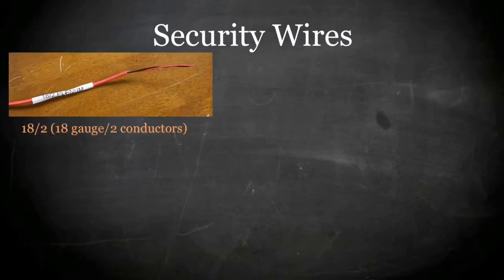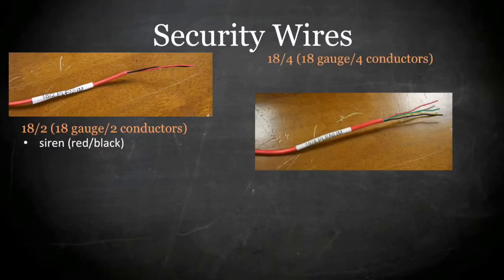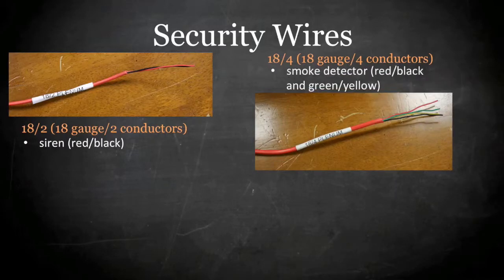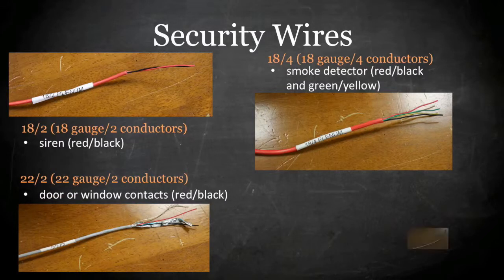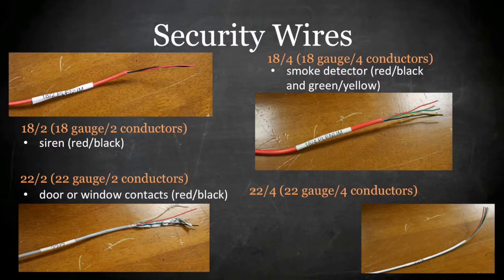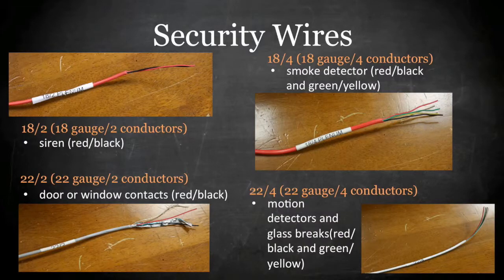The 18-2 wire is most often used for connecting a siren. The 18-4 wire is most often used for connecting a smoke detector. The 22-2 wire is used on door and window contacts, and the 22-4 wire is mostly used with motion detectors and glass breaks.